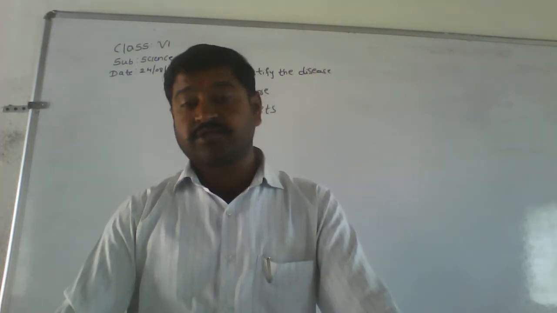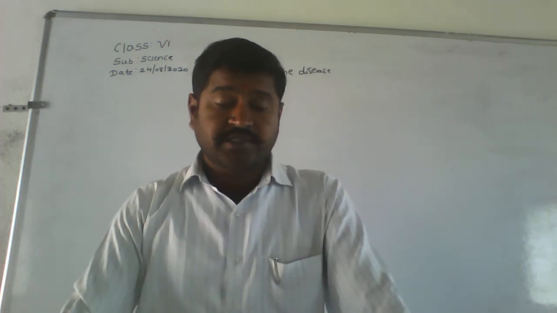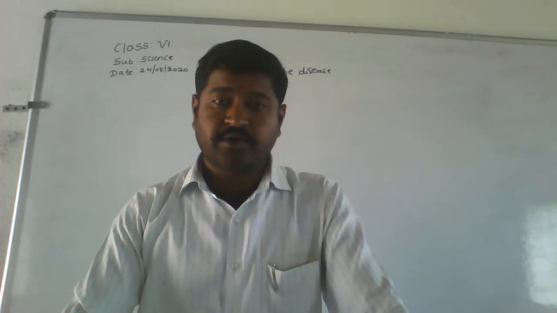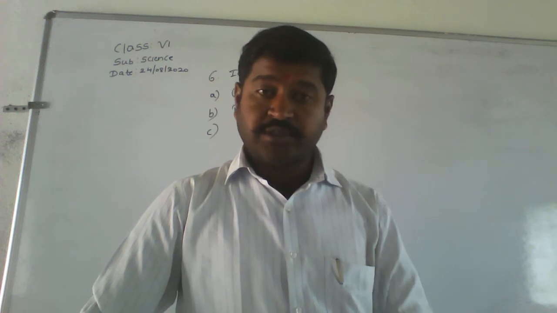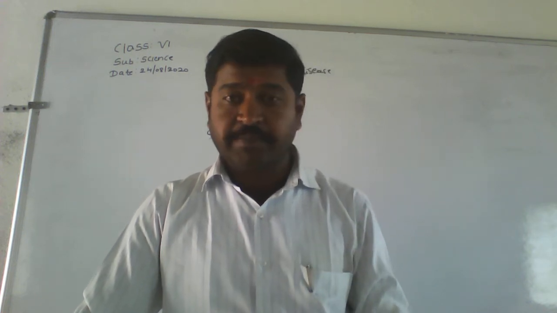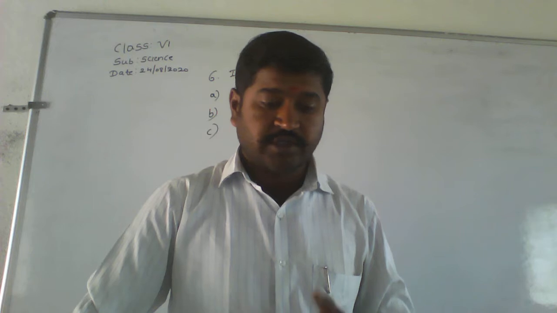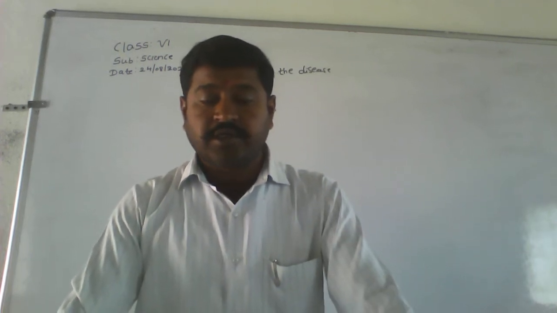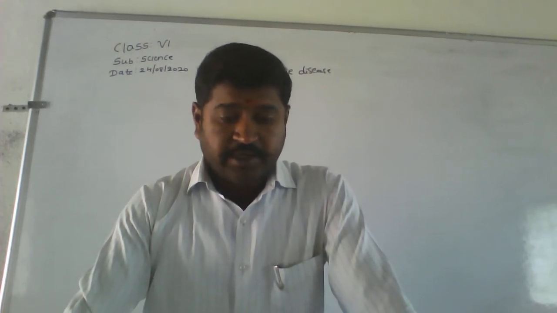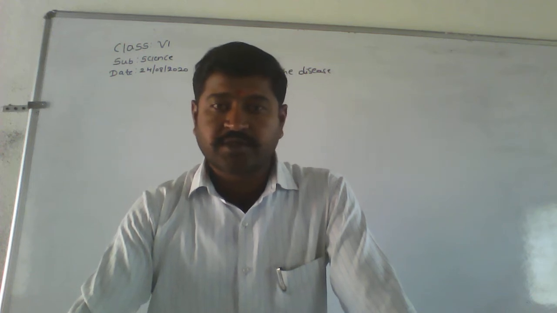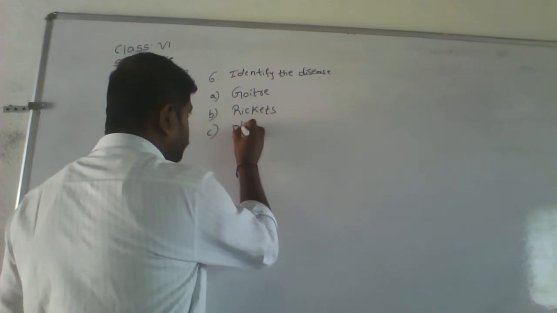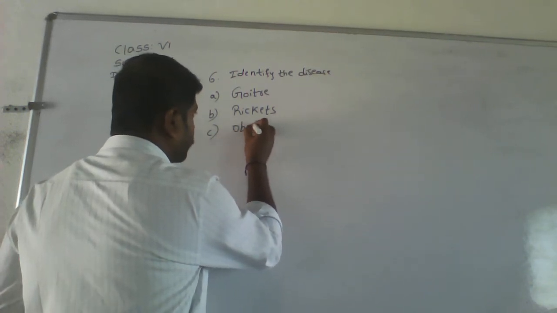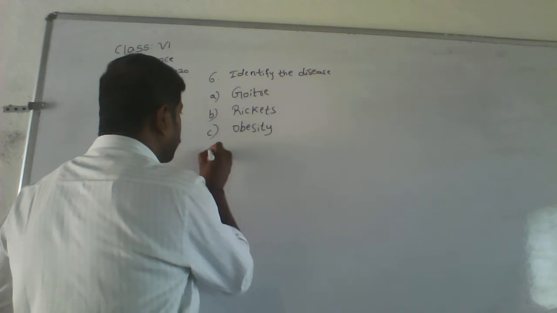Why does it show rickets? What are the symptoms of rickets? Actually, rickets has symptoms like bowed legs and bending of bones. So as we can find there, bowed legs, that is picture B in question number 6. That shows rickets. Then the third picture, where a man is holding his stomach, shows obesity.